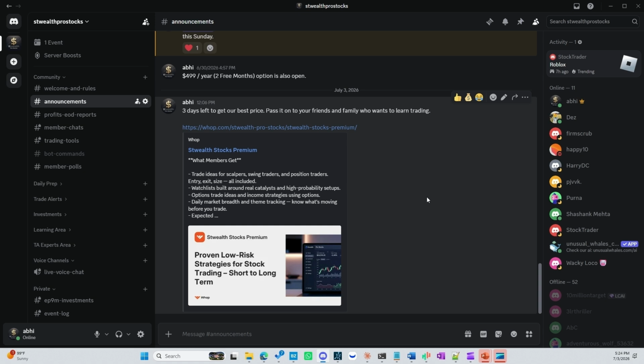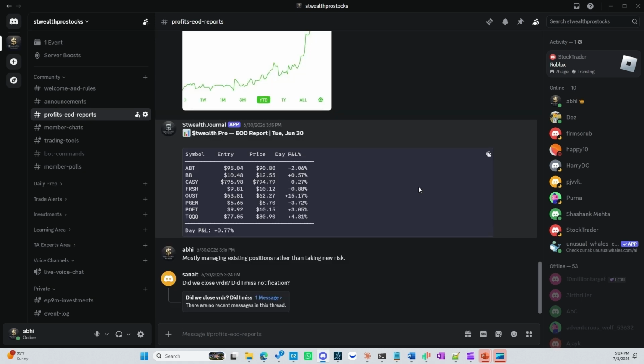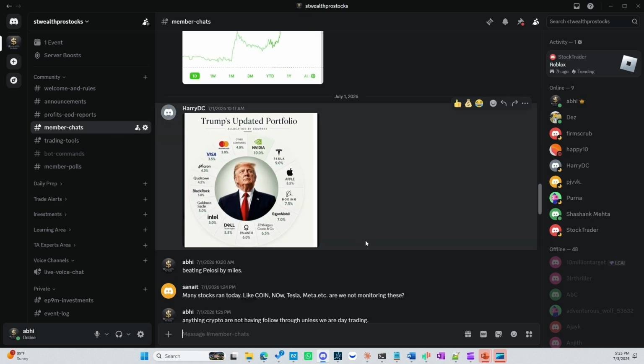It could be any promos, or it could be about my availability. Then there are profits in EOD reports. This is where members post their P&L on individual positions, or it could be at the account level. You can see that information here, and this is another place where I post my daily holdings and my daily P&L, so you know how I'm doing in the given market conditions. You see what my active positions are right now, what my entry is, and what the current P&L is for that day. This is the end of the day report that I submit every single day.